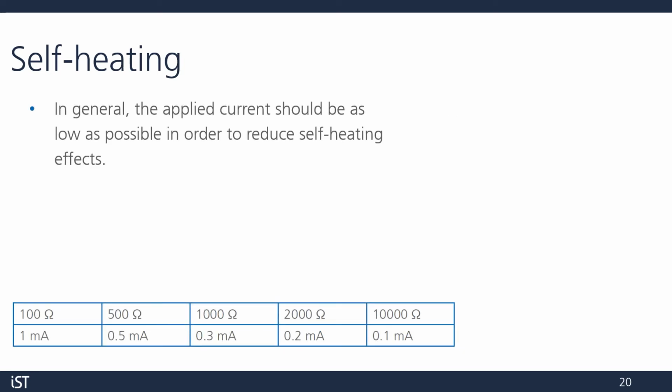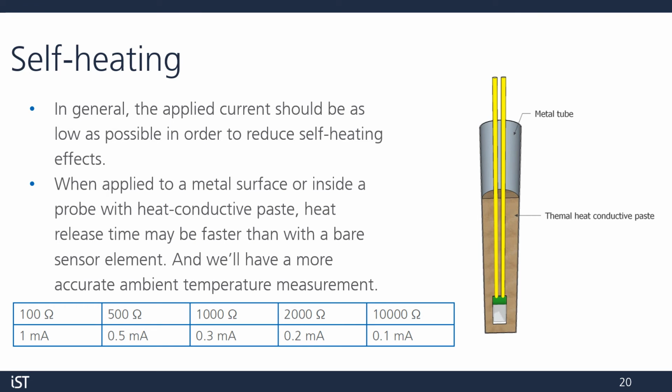In general, the applied current should be as low as possible in order to reduce the self-heating effects. Some maximum operation current suggestions are listed below for different nominal resistances. The self-heating effects can greatly depend on the sensor's application, though. For example, when applied to a metal surface or inside a probe with heat-conducting paste, heat release time may be faster and will have a more accurate ambient temperature measurement.